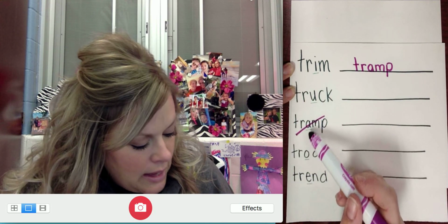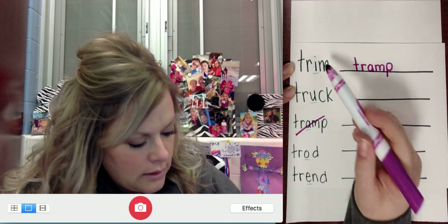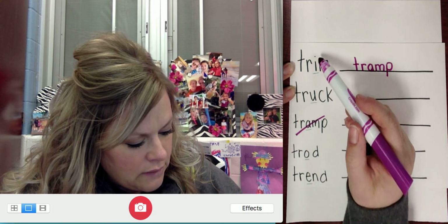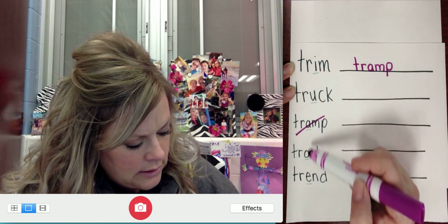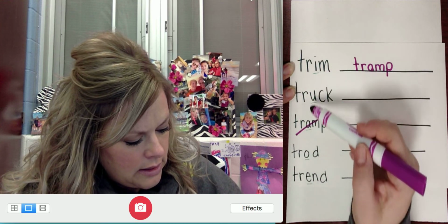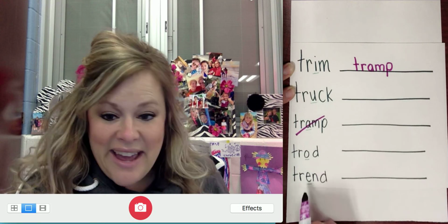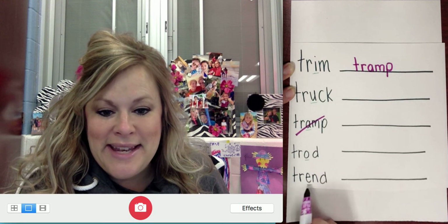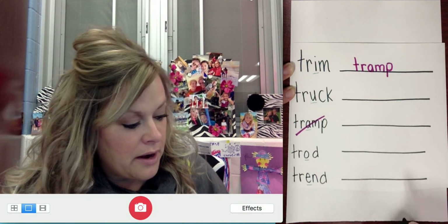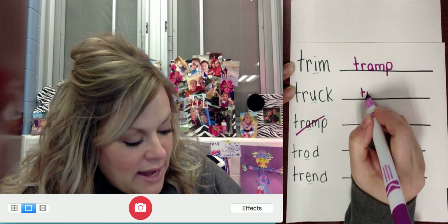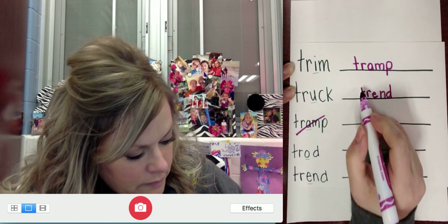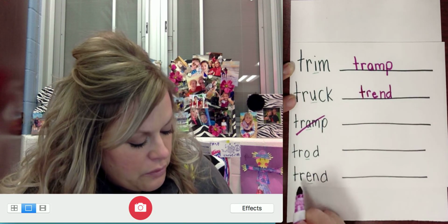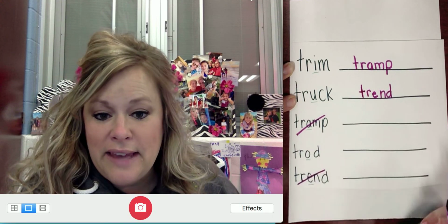So I have A, I'm looking for a B, okay, I'm looking for a C, D, E. I have an E. This word trend has an E as the third letter. So I'm going to go ahead and write that next, and cross that off.